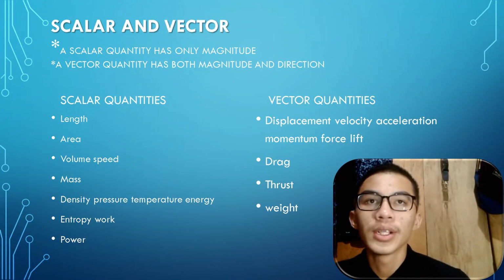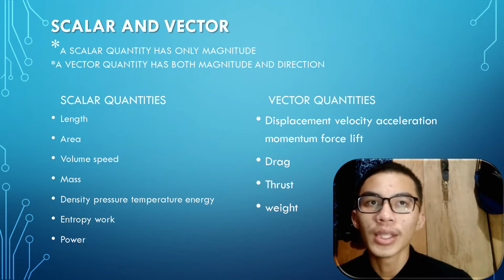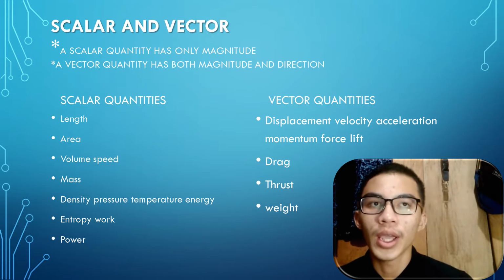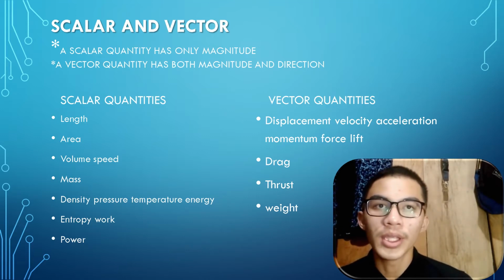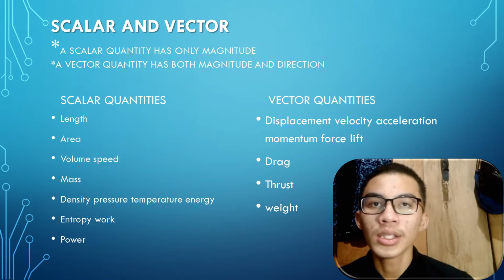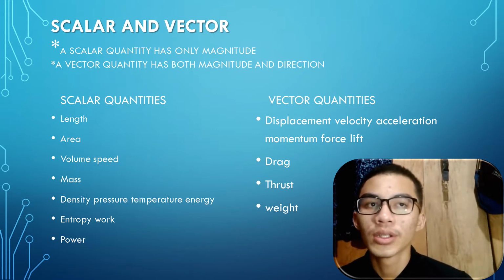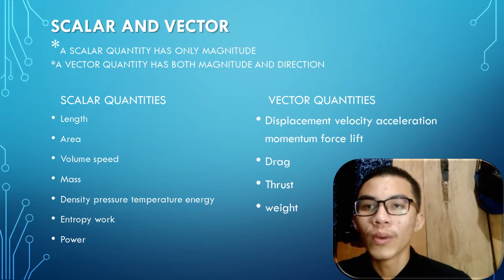Scalar and vector. A scalar quantity is only a magnitude. A vector quantity is about a magnitude and direction. Scalar quantities include area, volume, speed, mass, distance, pressure, temperature, energy, entropy, work, and power. Vector quantities include displacement, velocity, acceleration, momentum, force, lift, drag, pressure, and weight.